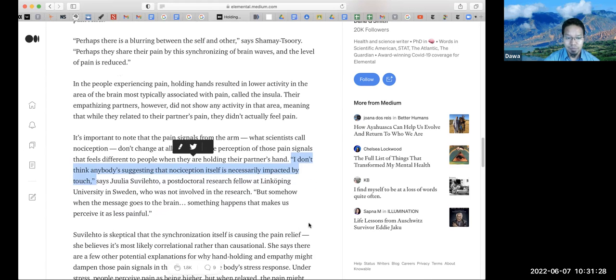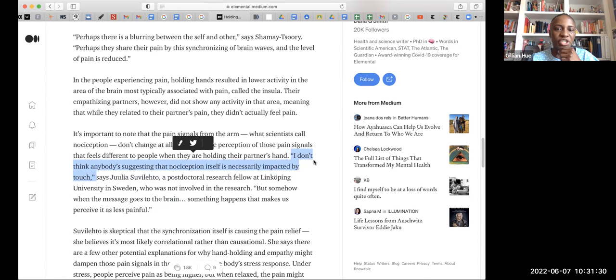So here the researcher actually comments that I don't think anybody's suggesting that the nociception itself is impacted by touch.